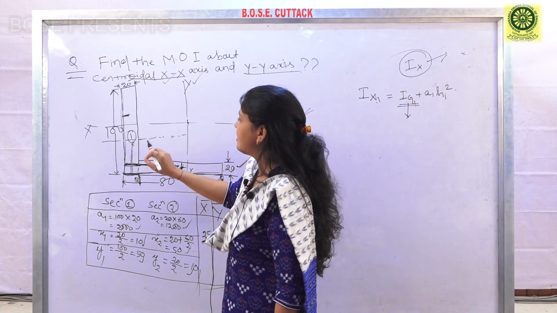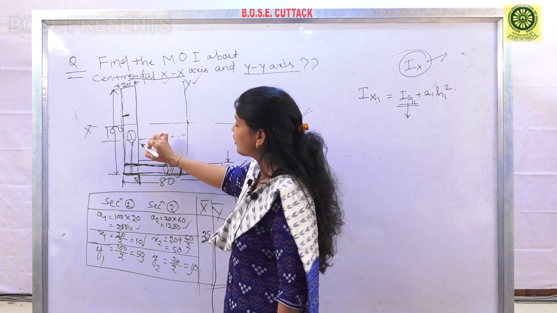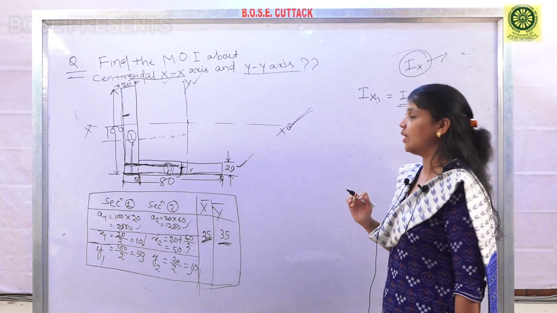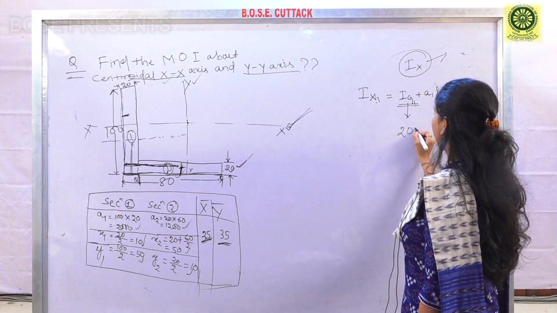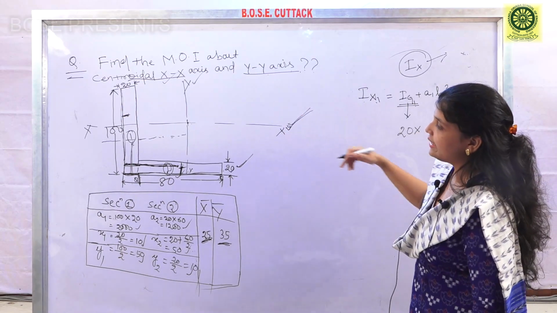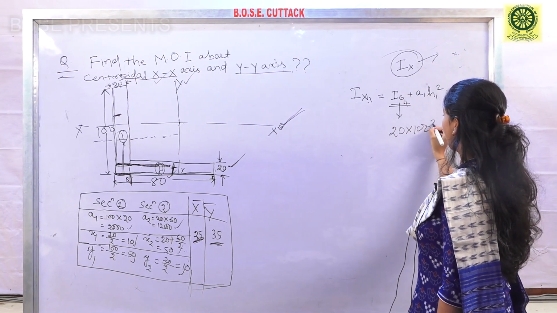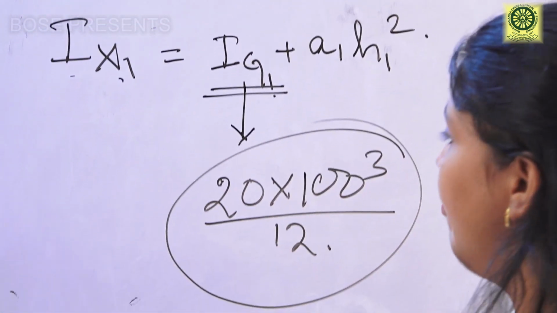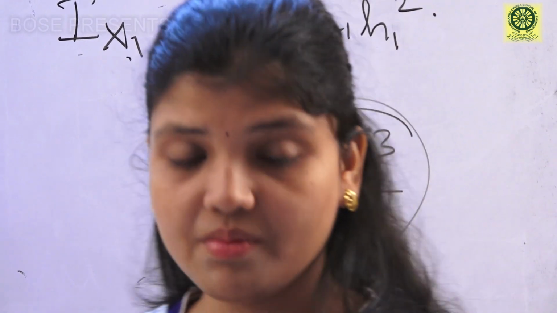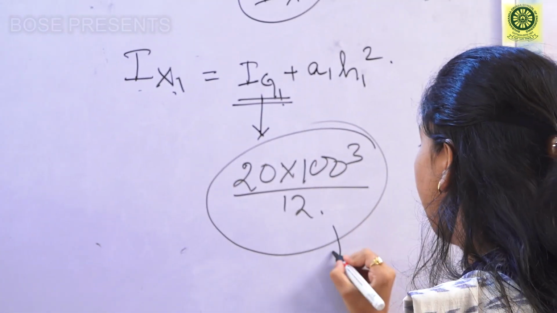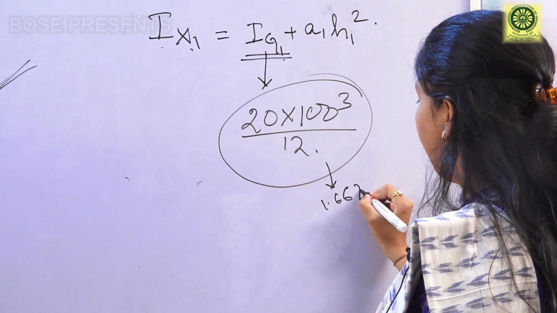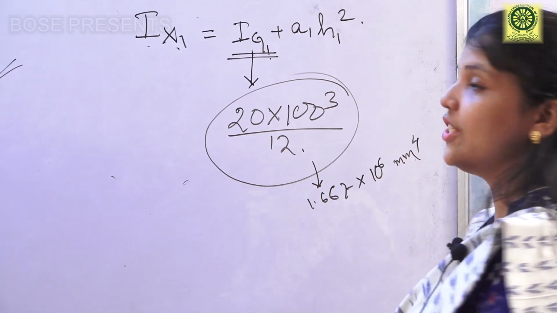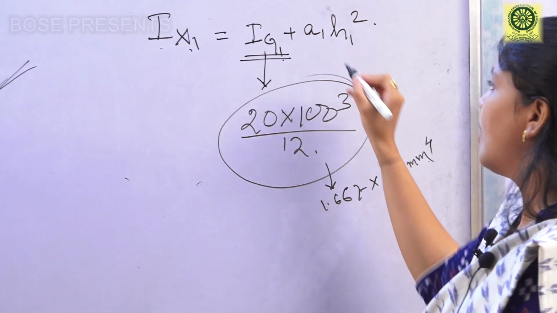So about this axis, what will be the moment of inertia for section 1? It is a rectangle, so we will use the formula b d cube by 12. So the value will be 20 into the depth, 100, so 100 cube divided by 12. After solving this, we will get the value of Ig1. It will be nearly 1.667 into 10 to the power 6 mm4, because all the dimensions are given in mm.